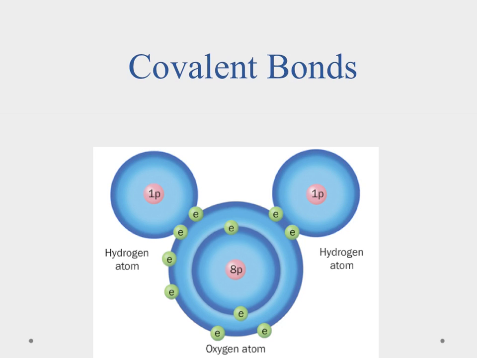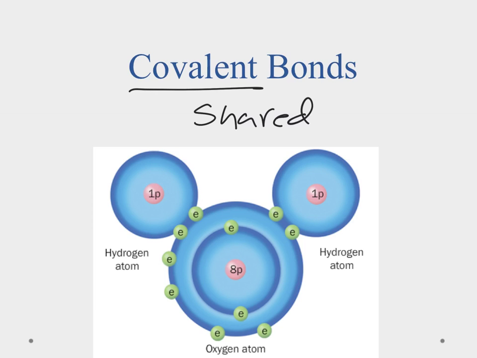Okay, so the first bond we're going to talk about is the covalent bond. In the covalent bond, the valence electrons are the outermost electrons. Remember, those are the ones that are involved in bonding. These are going to be shared. So they share the electrons between the two atoms.